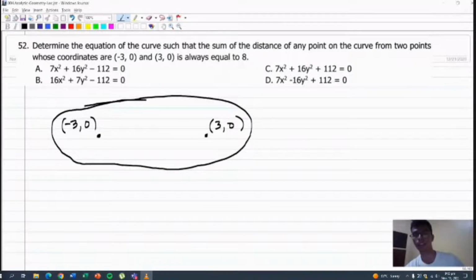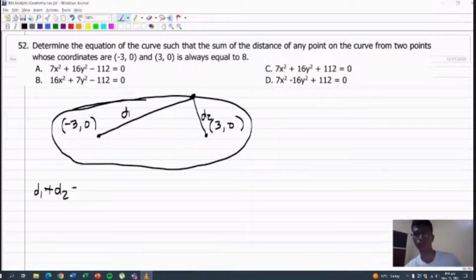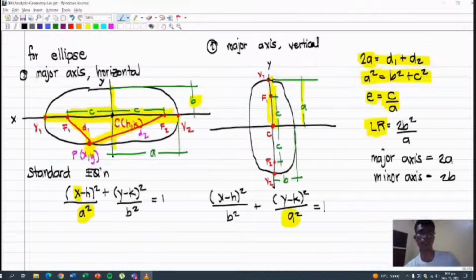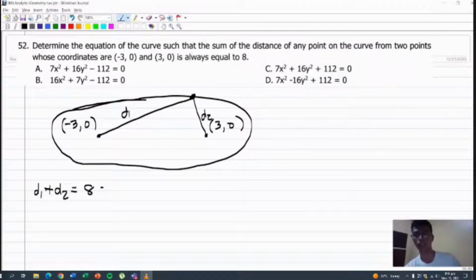And sabi kasi diyan, considering one point, determine the equation of the curve that the sum of the distance of any point, sinabing any point. So, the distance of any point papunta dito, this is D1, and papunta dito, this is D2. Yung daw D1 plus D2 is equal to 8. That is always equal to 8. And kung babalikan natin yung pattern natin, the D1 plus D2 is also equal to the major axis 2A. So dito pa lang, malalaman na natin that the value of A is 8 over 2. And that is 4.